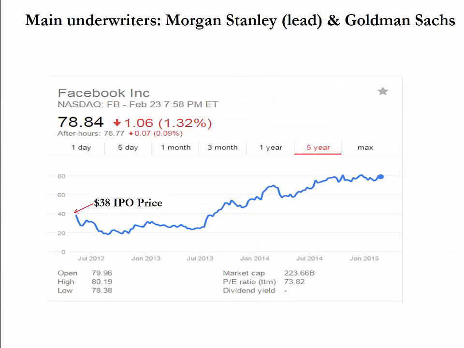The lead underwriter for the 2012 Facebook IPO was Morgan Stanley. Goldman Sachs was also an underwriter. The IPO price was set at $38. This is the price that the underwriters paid to Facebook. As you can see here, the investing public almost immediately paid a lower price, as demand was low at the $38 IPO price.